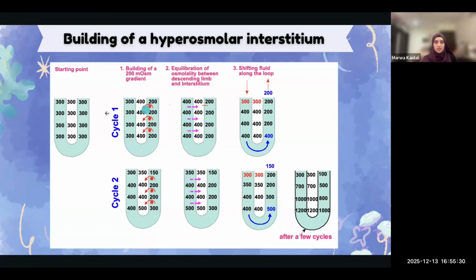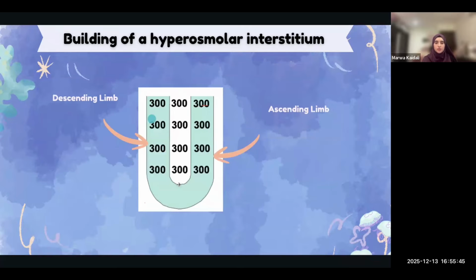So first, this is a slide from your lecture. Again, do not be scared. I know it looks very scary with all of the arrows and all of the numbers, but it's very simple and very straightforward. Our goal in this step is to build a hyperosmolar interstitium, okay? Just to orient you, the white part is the interstitium, and these are the tubules.